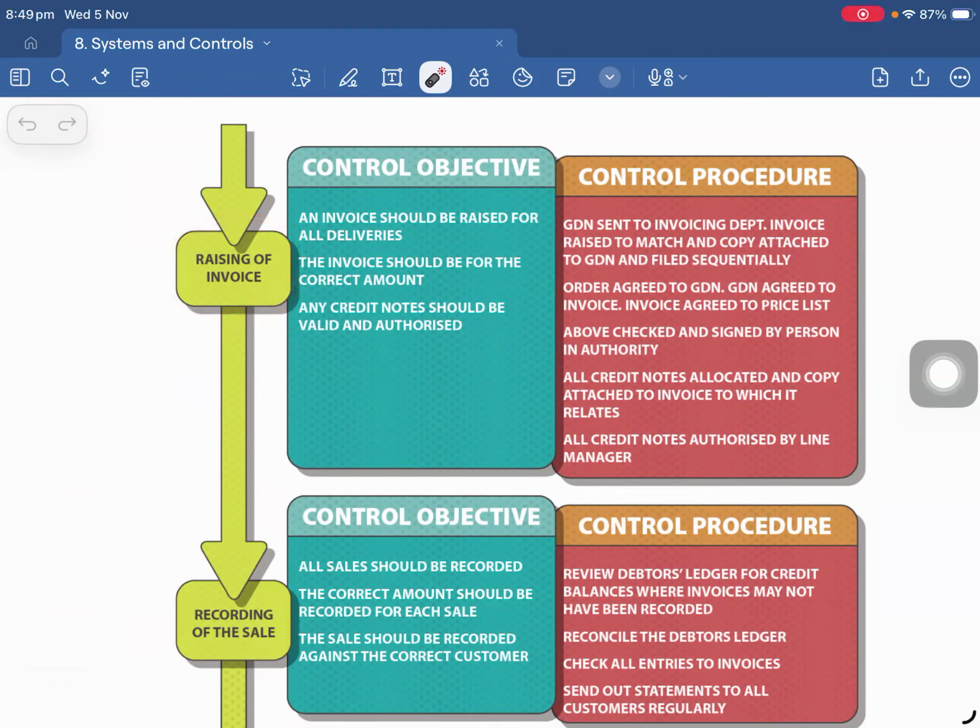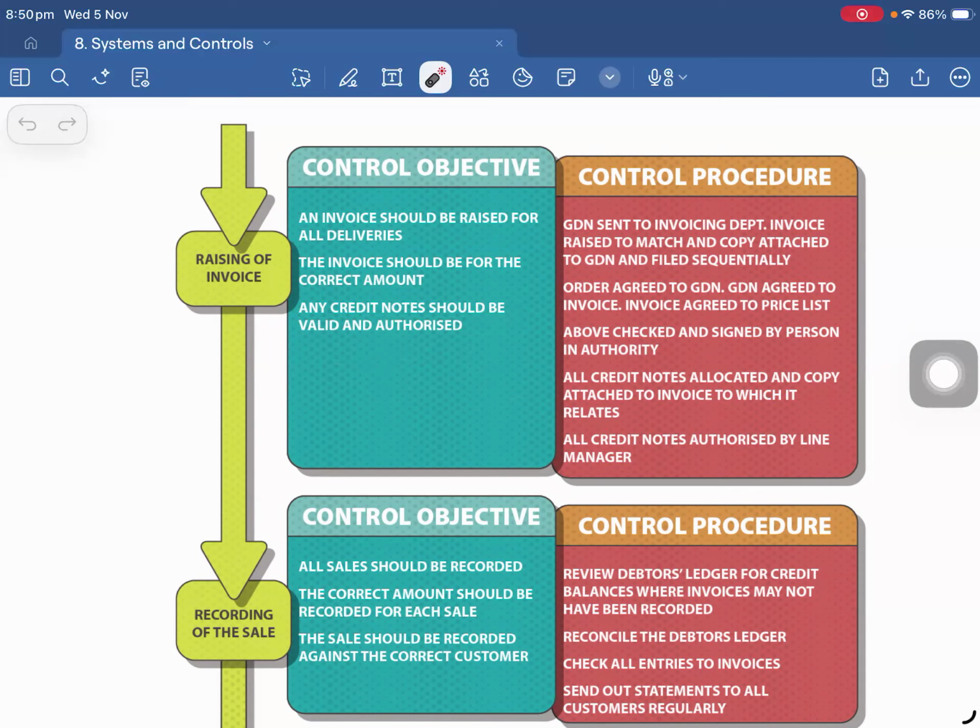And when you raise the invoices, what are your objectives, your goals? See, all the deliveries, you're going to raise invoices. That is one thing. And whatever invoice you're going to raise, it should be of the correct amount. Now, if there are any returns, you have to raise credit notes for those returns, and it should be authorized.